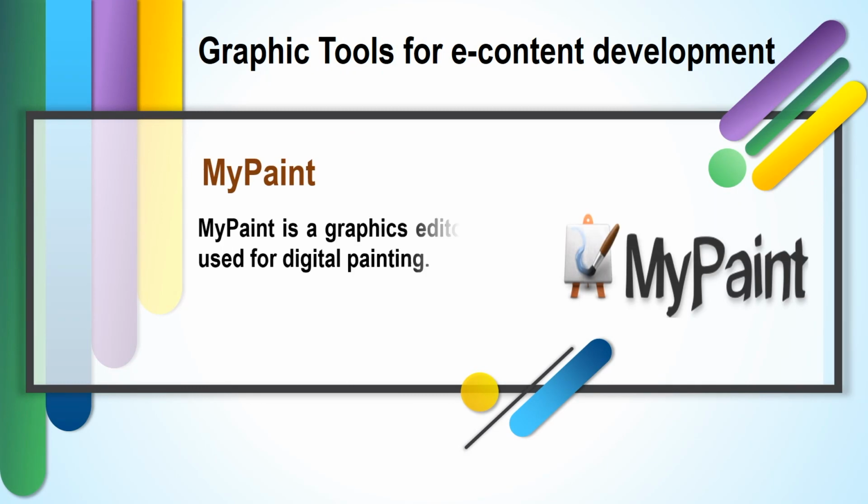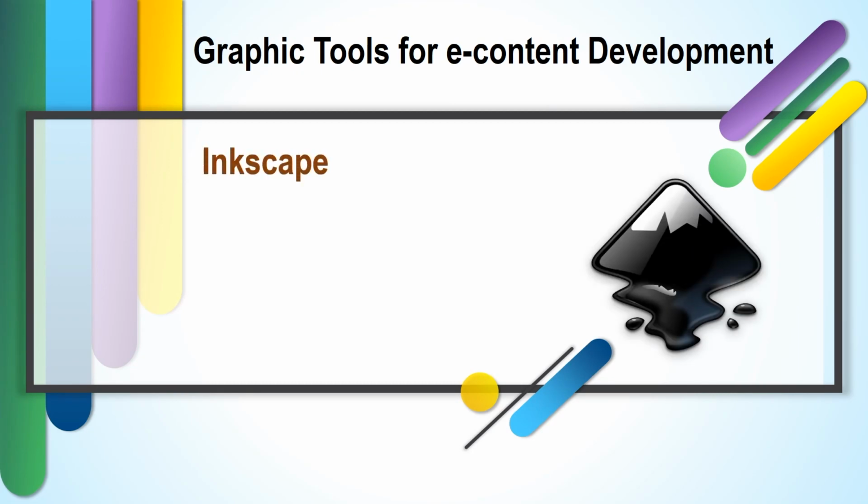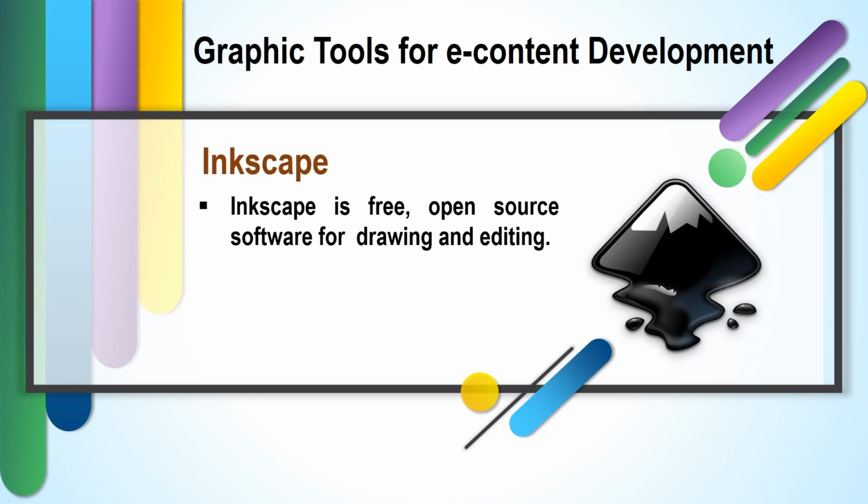Next software is MyPaint. It is a graphic editor software which is generally used for digital painting, and it is also free and open source software. And the fourth one is Inkscape. It is also open source software. The advantage of open source software is that today itself you can go to Google, download it and start working, and these software are very user friendly. When you open the user friendly interface of this software, you can automatically learn at your own pace.